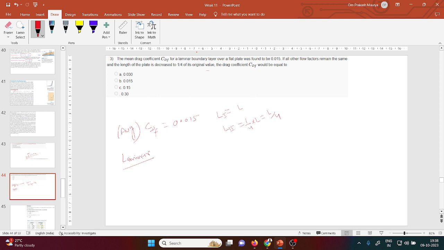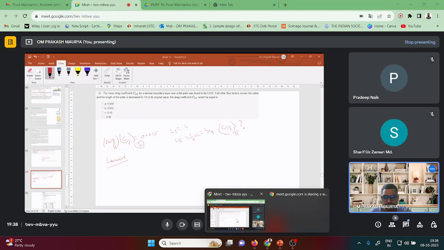What will the drag coefficient be in the first case and in the second case? This is the question, and this is the first condition. Please try to calculate these things. Within 2 minutes, please solve, then I will discuss this question.